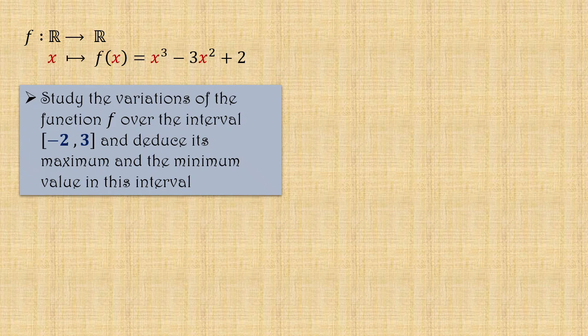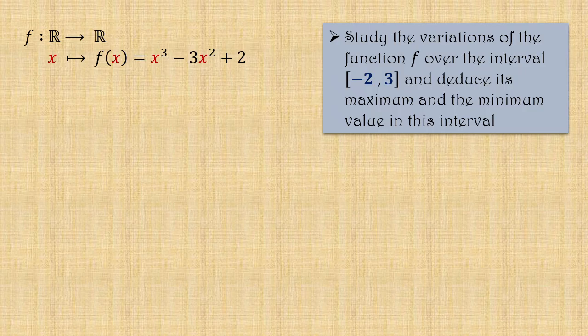Now, as an example to illustrate our study, we are asked to study the variations of the function f, such that f(x) equals x cubed minus 3 times x squared plus 2 over the real closed interval that has the endpoints -2 and 3. Hence, we will start by the definition of our function over this interval.